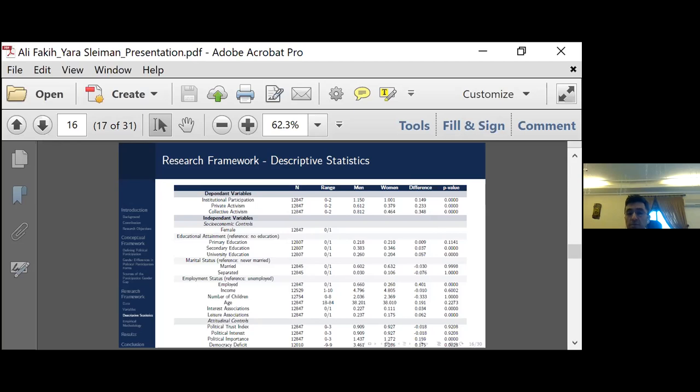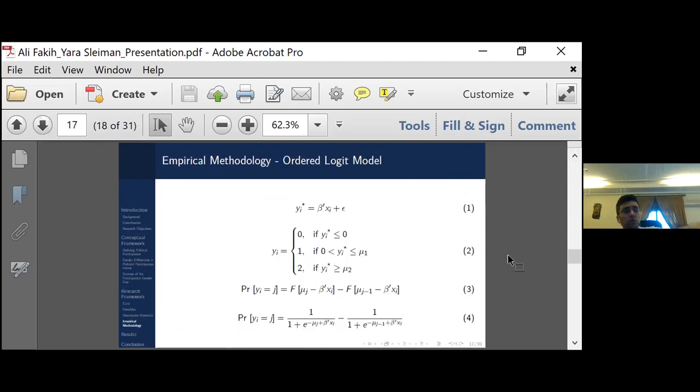So the mean comparison shows a significant gender difference for private political activities. This actually contradicts, and was surprising given, the literature review for developed economies. Let me go to the empirical results. No need to go through this one.